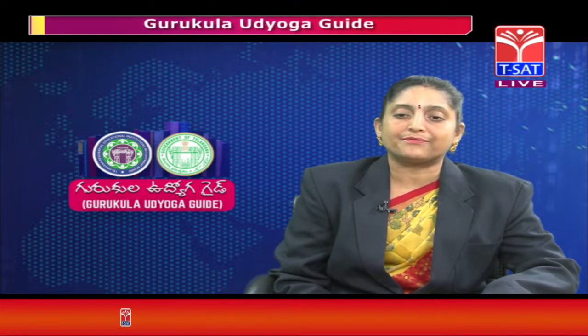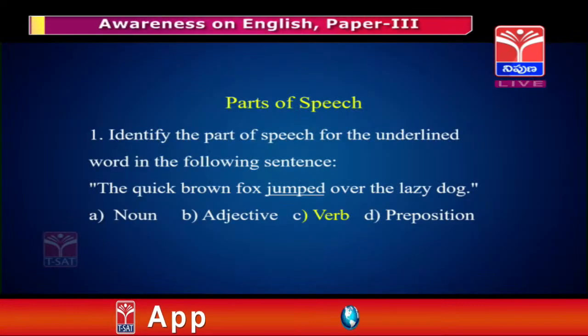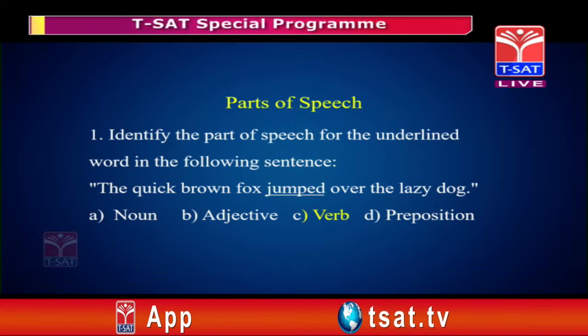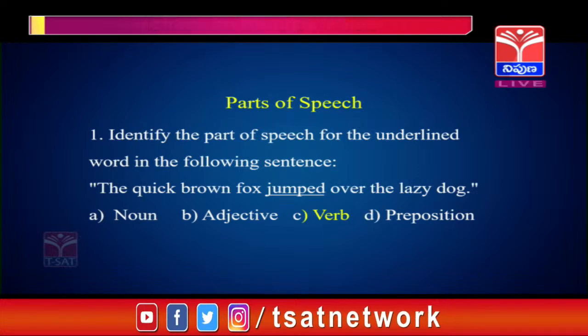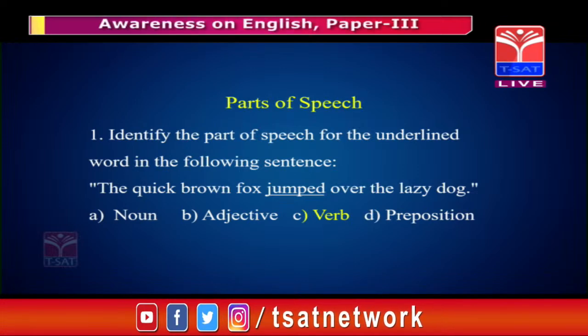So you need to identify it's a verb, because it's not the name of a person or the animal. Also it is not describing that particular animal, and it is not telling the position of it. So it is telling the action, what the animal did. So the right option is verb.